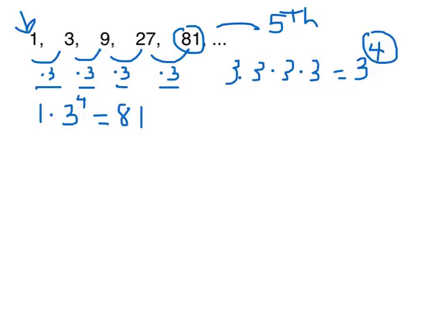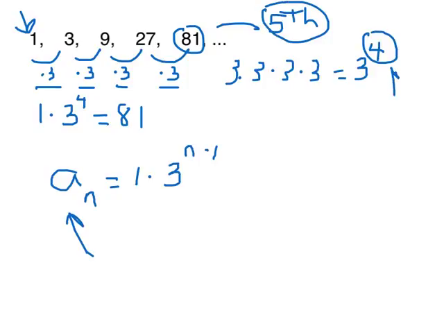So the explicit formula for this would be, if you want to find any nth term, like the 100th term or the 1012th term, start with the term number 1, multiply it by 3, raised to the power n minus 1, which is 1 less than the term that you want. Just like when we wanted the 5th term, we raised it to the power 4, which is 1 less.